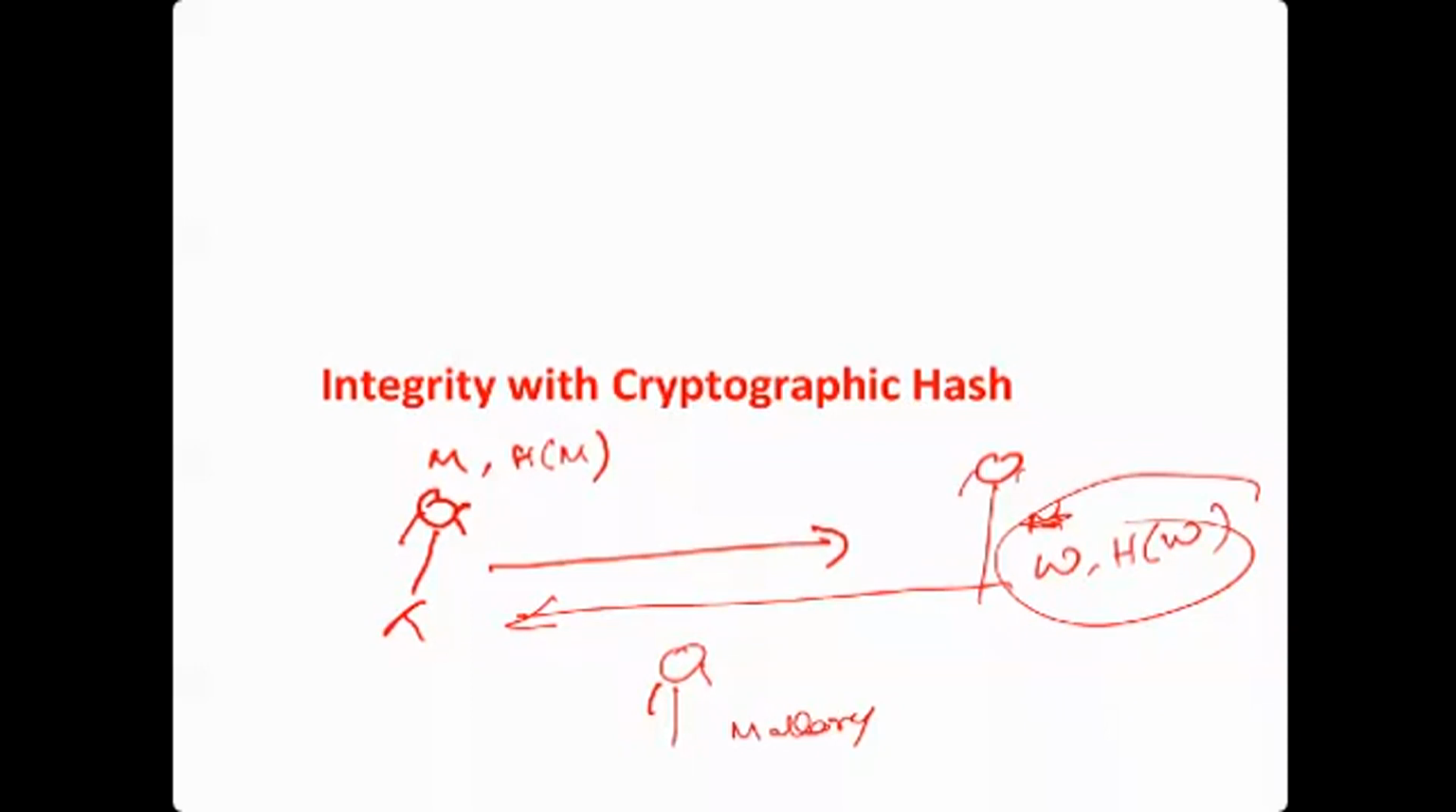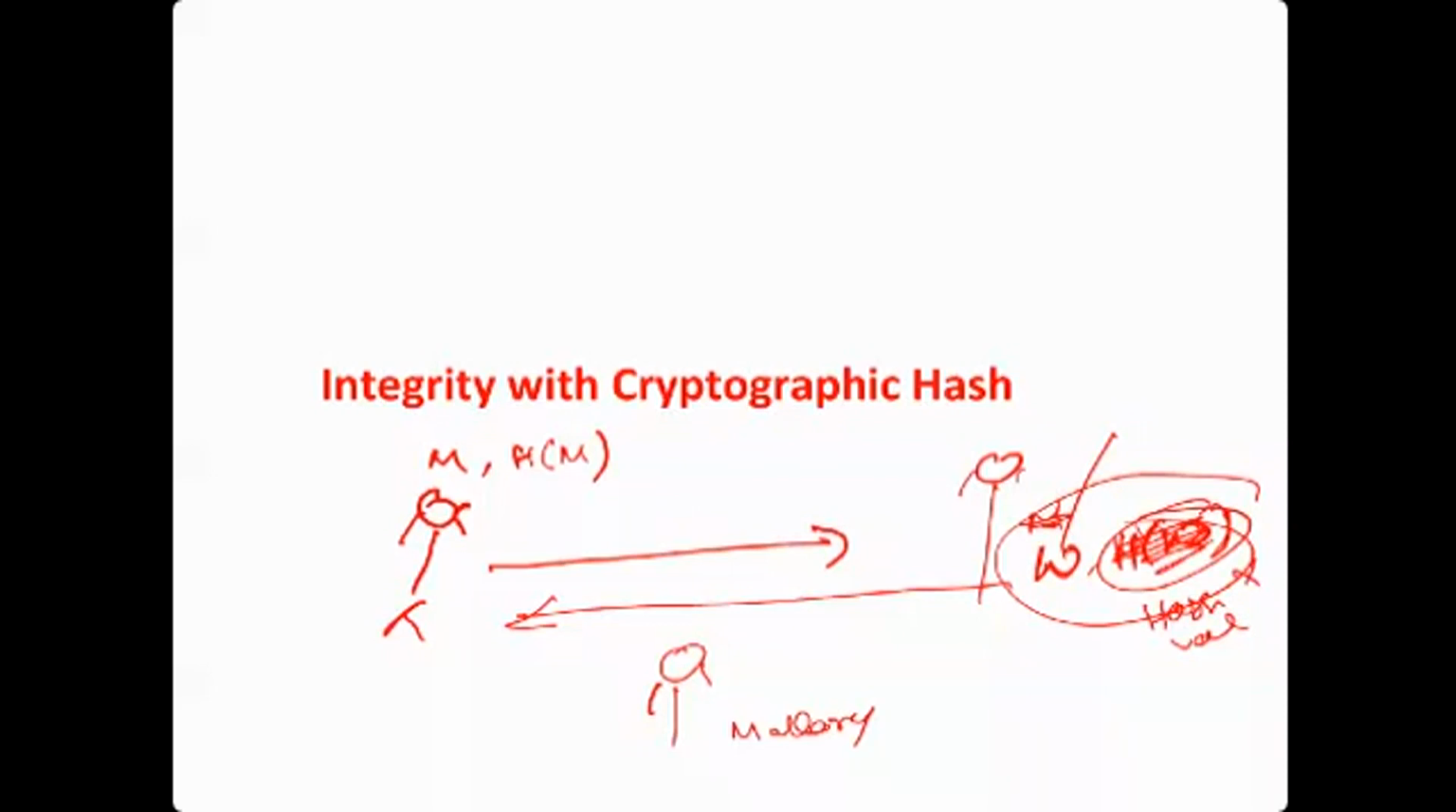Now, how does he know the hash part is changed? He received something and he will calculate the hash of that because he knows the hash function, and that looks fine. He will receive W and some hash value.